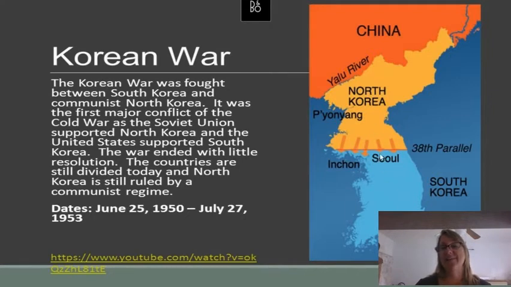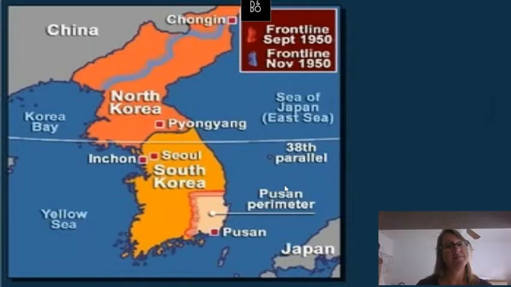Neither area gained really any ground. And as you see, they are still divided today. North Korea is still communist, and South Korea is not. So another little image, here's the 38th parallel, just to show you. Again, a lot of the battling was around this, trying to push back both areas, and neither area over a 3-year time period gained any ground. So in our interactive notebooks, we would have had, why did we go to war in Korea? And we went because communist North Korea invaded South Korea.